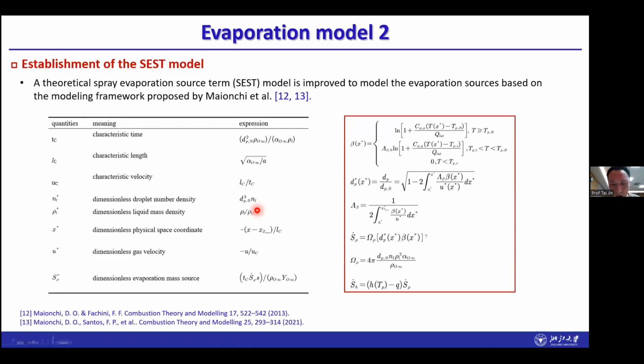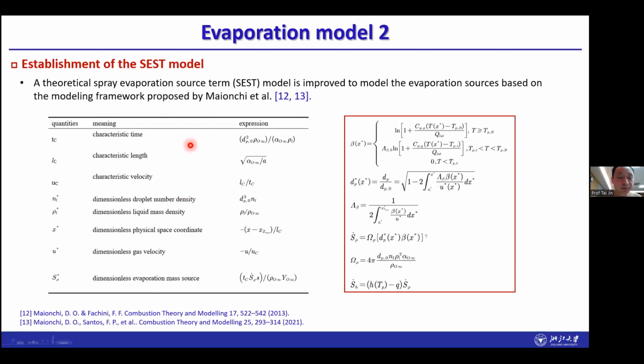So we ask the question: are there any theoretical models that can predict the system? Actually, some calculations have been done by other researchers, and they have done some theoretical analysis of the evaporation source terms with respect to other parameters such as velocity, the number density, and the mass density, and other parameters of the droplets.